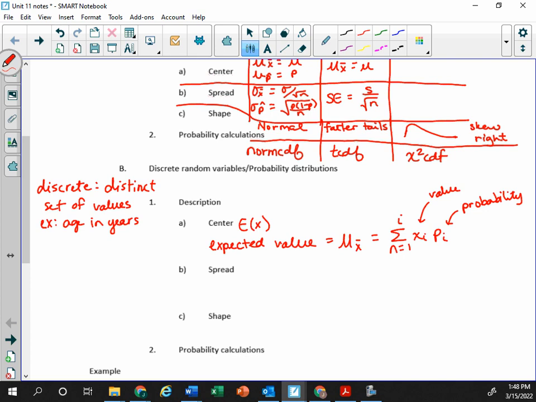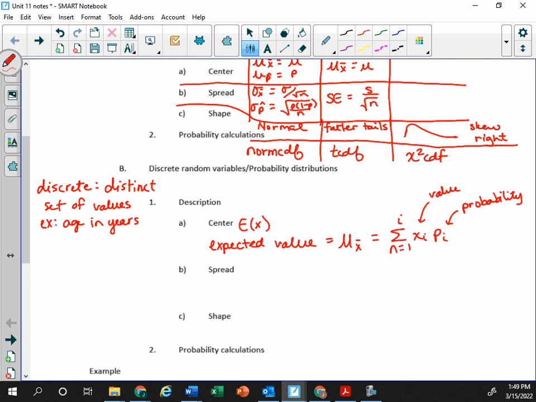And we'll do a bunch of examples with this, and this will make even more sense. But you basically just take whatever the possible outcome is times its probability, add all of those together, and that's your expected value. That's your mu. Okay? Spread.